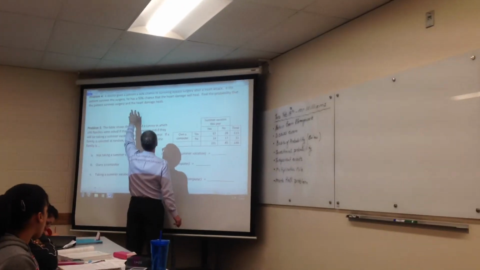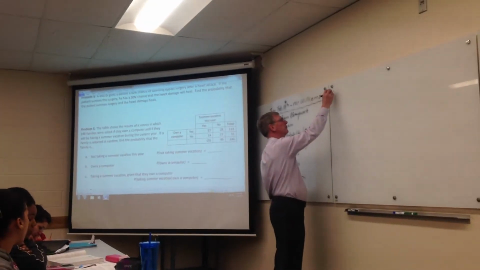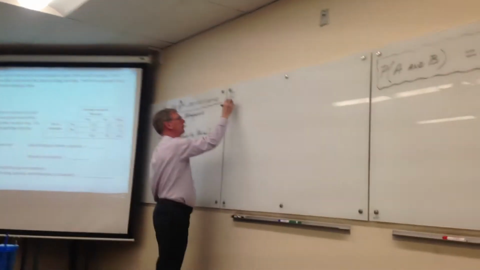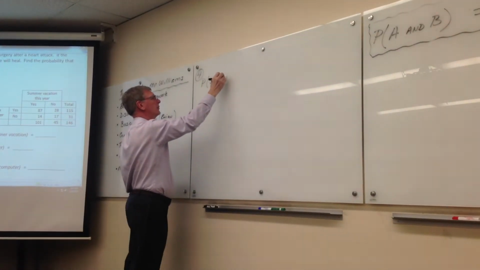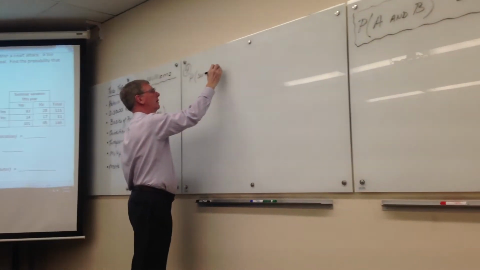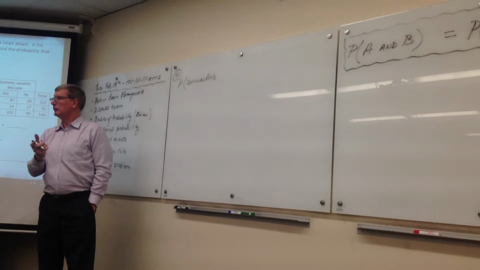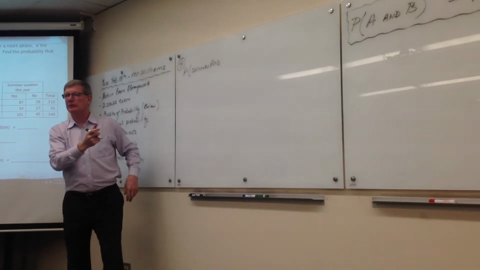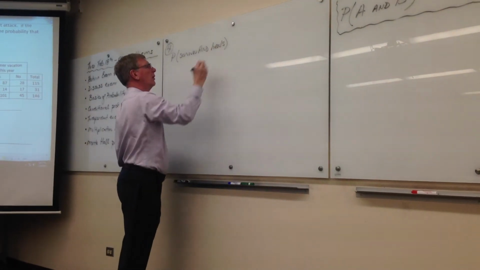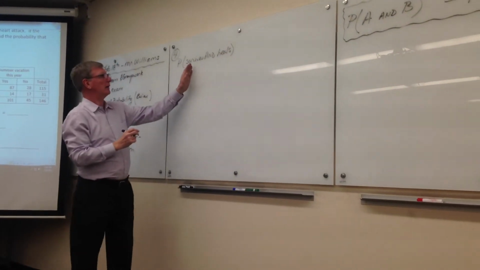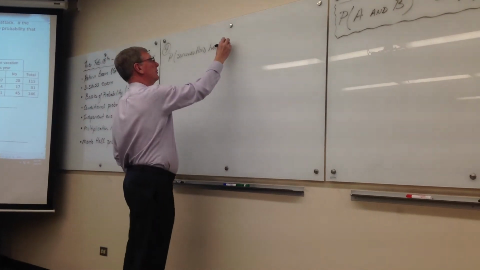Survives the surgery and the heart damage heals. So we want, number 4, the probability that the patient survives and, I'm just going to shorten it, the heart damage heals, right? So we want survives and heals. So this is 2 events, A and B.